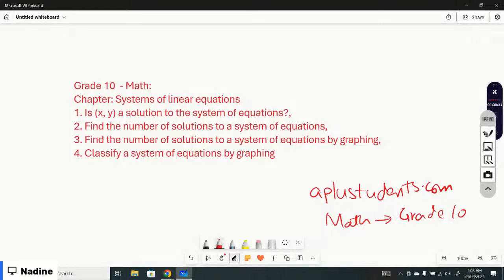The lessons we're going to cover today are: is (x, y) a solution to a system of equations? Find the number of solutions to a system of equations. Number of solutions to a system of equations by graphing, and classify a system of equations by graphing. So please make sure you have your notebook and pencil so that you can note down the important examples and definitions as well.